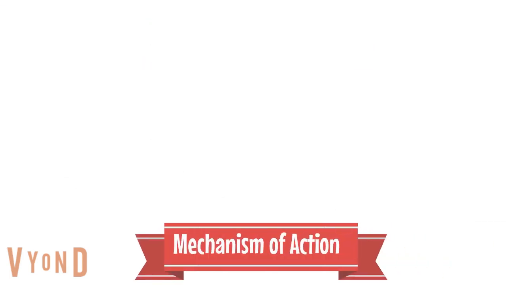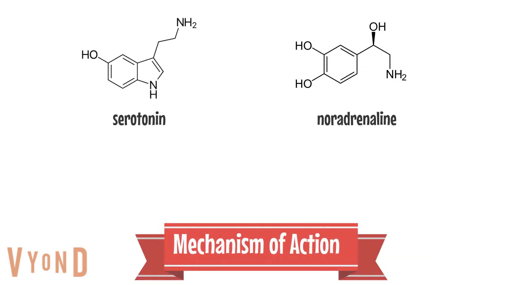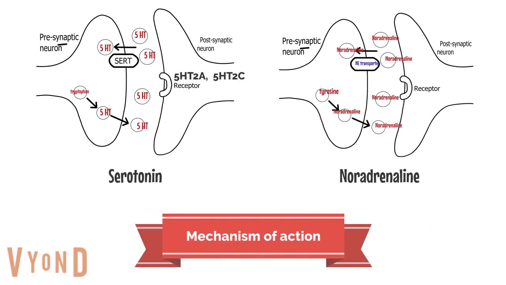In order to understand their mechanism of action, let's have a quick look at serotonin and noradrenaline. Serotonin is synthesized from the amino acid tryptophan. Noradrenaline, on the other hand, is synthesized from the amino acid tyrosine. After release, serotonin and noradrenaline are transported back to the presynaptic neuron by the serotonin transporter and noradrenaline transporter respectively, and this terminates their actions.